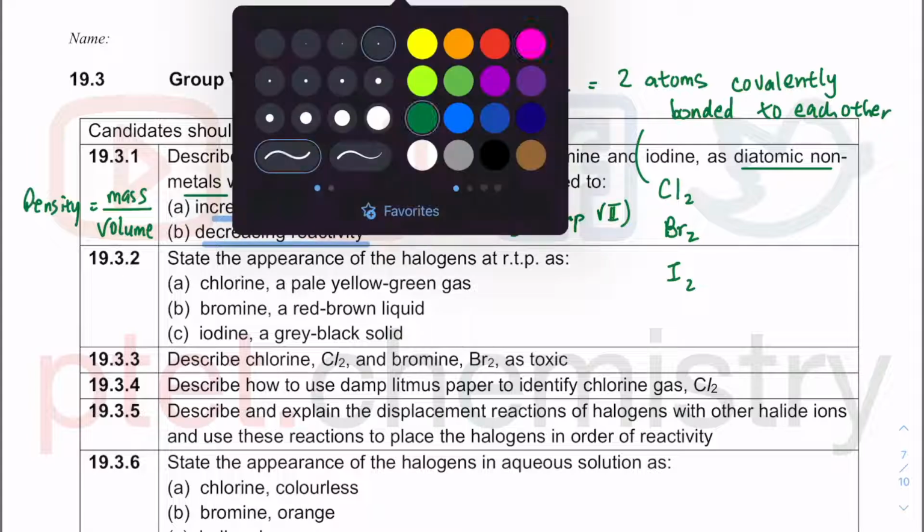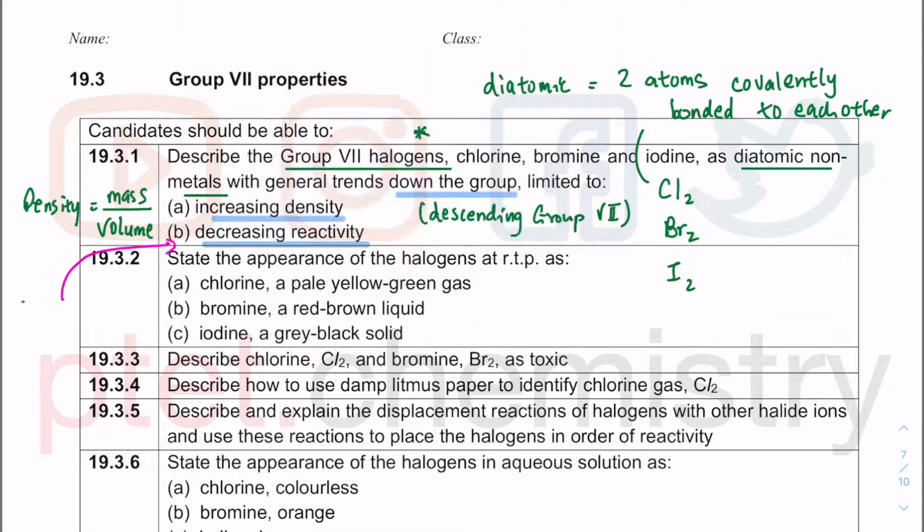This is opposite to group 1 chemistry. In group 1, previously we talked about group 1 metals becoming more and more reactive down group 1, but this is opposite. Here the group 7 halogens become less and less reactive down group 7. So here it is becoming higher density.